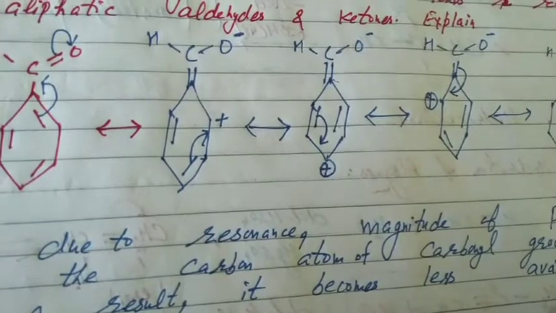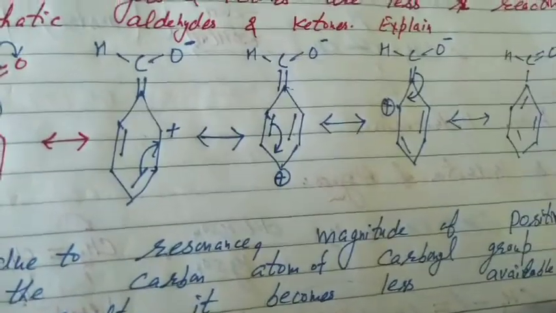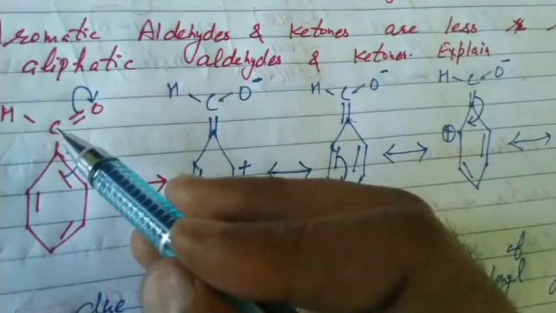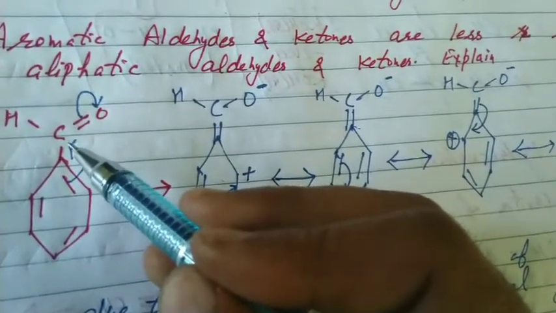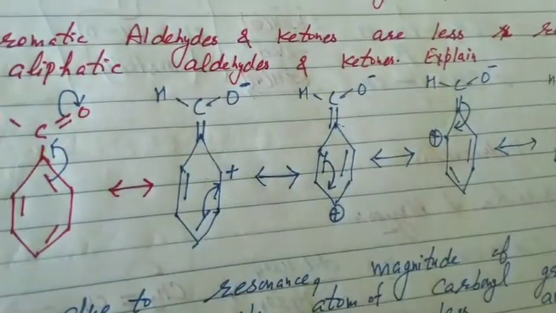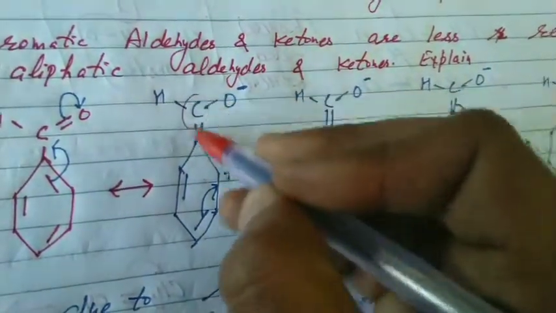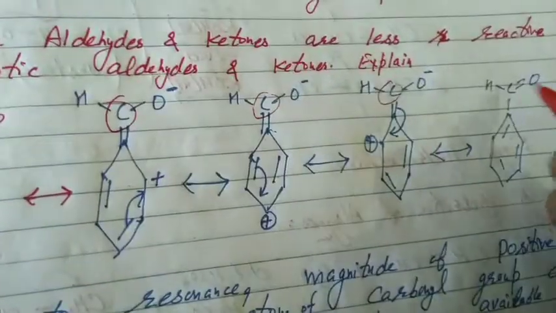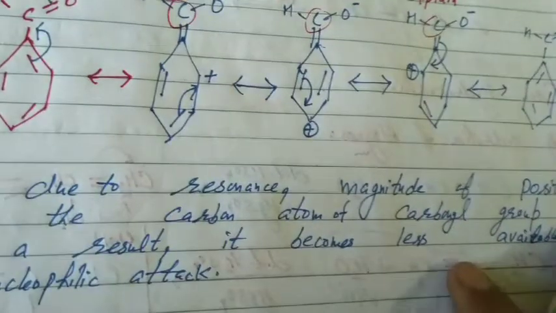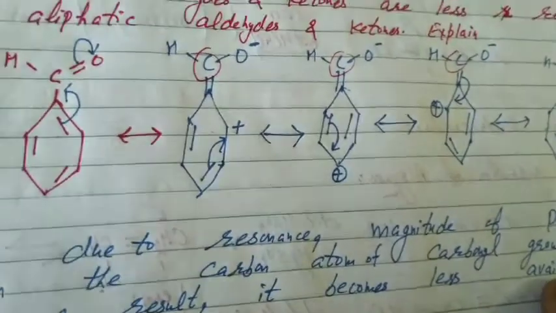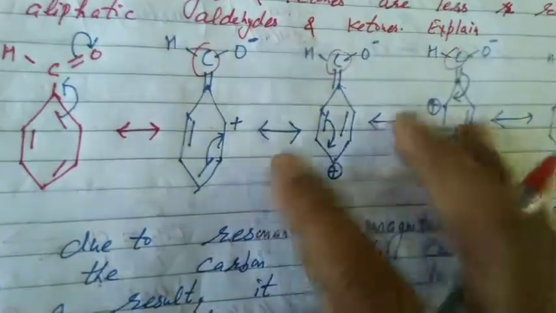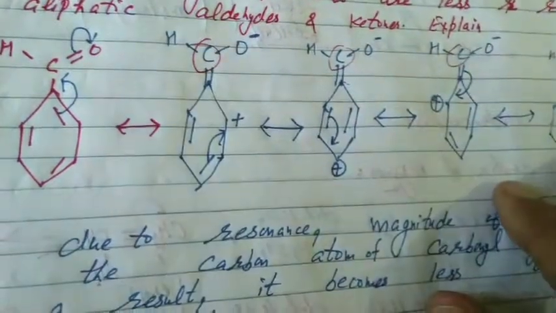Students, it is clear. Due to resonance, the magnitude of plus charge on the carbon atom of the carbonyl group decreases. Pi electrons are withdrawn towards oxygen. Electron density around the carbonyl carbon decreases, but it withdraws electrons from the benzene ring. There is no structure in which there is plus charge on the carbonyl carbon. And it is clear where the nucleophile will attack: on the carbonyl carbon atom. The magnitude of plus charge on the carbon atom of the carbonyl group decreases. As a result, it becomes less available to nucleophilic attack. That's the reason aromatic aldehydes are less reactive than corresponding aliphatic aldehydes. Thank you.